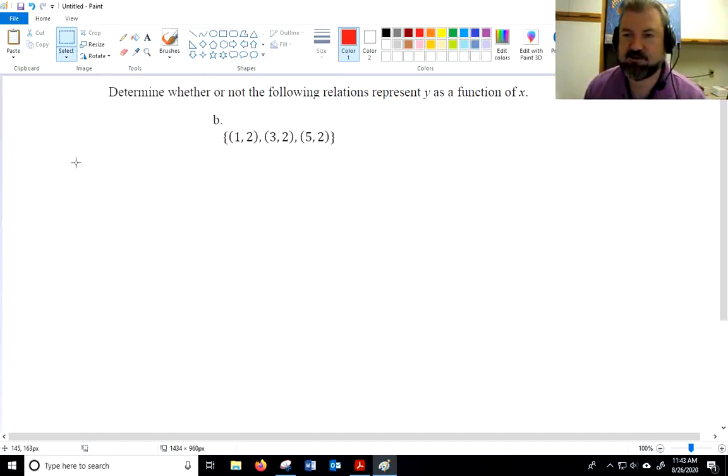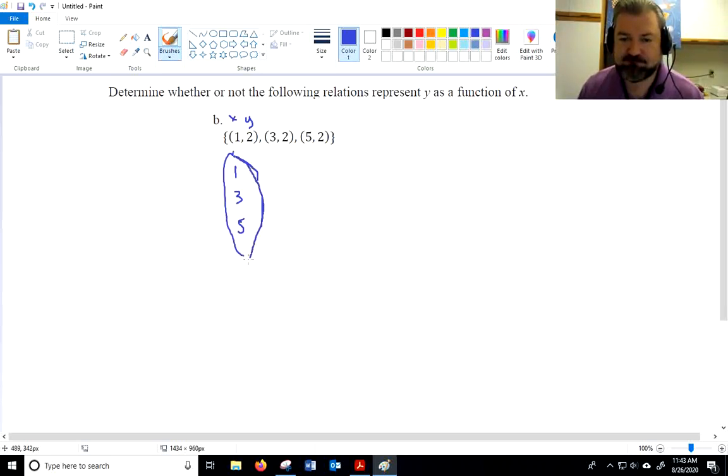All right, on this one, we need to remember that the y coordinate is the second coordinate in a point. So this here is x, and this is my y. So you can see that we have 1, 3, and 5 for the x values, and they are being mapped to 2. So 1 is being mapped to 2, 3 is being mapped to 2, and 5 is being mapped to 2. And that's okay.